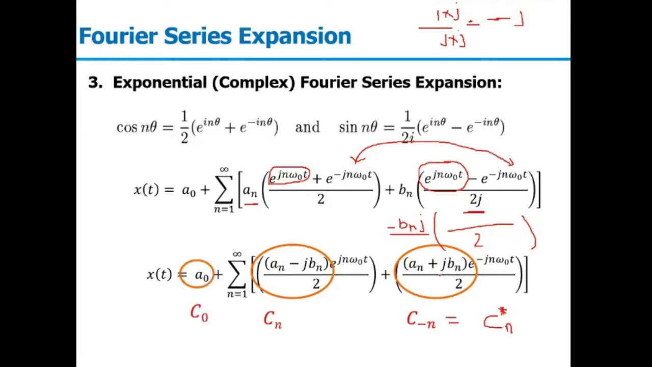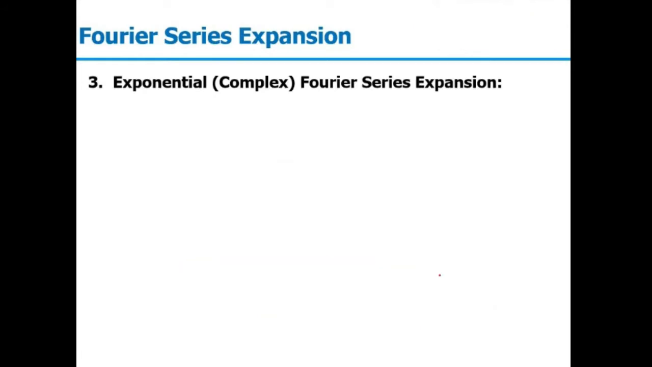We can replace this, and this a naught will be equal to c naught. And finally, we will get an equation something like this, that is x of t equal to c naught plus summation n equal to 1 to infinite c n e power iota n omega naught t plus summation n equal to 1 to infinite c minus n e power minus j n omega naught t.